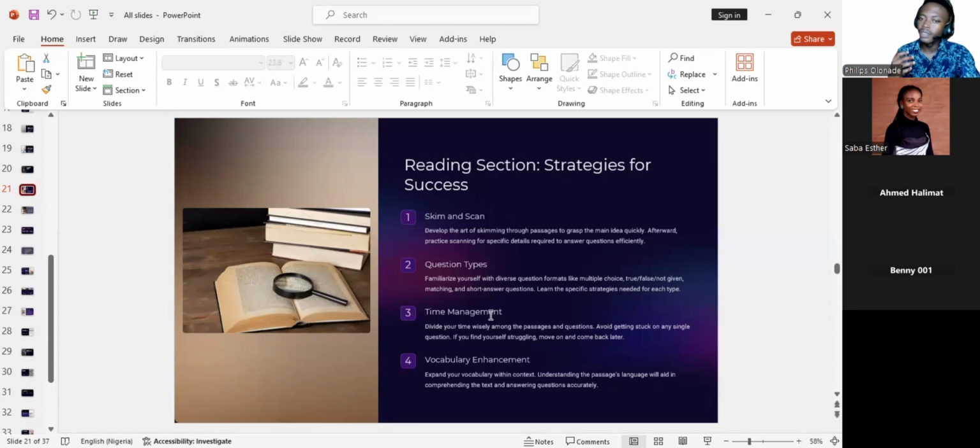Then time management: time is not on your side, so you cannot be reading slowly. Then vocabulary enhancement, please and please. In fact, it's not even optional. If you register with Test Ace, every week you must show me the article or the essay that you read, because vocabulary development is not something you learn in one day. If you remember in primary school, every time we did a comprehension passage, our teachers would always give us about 10 to 15 words from that passage.